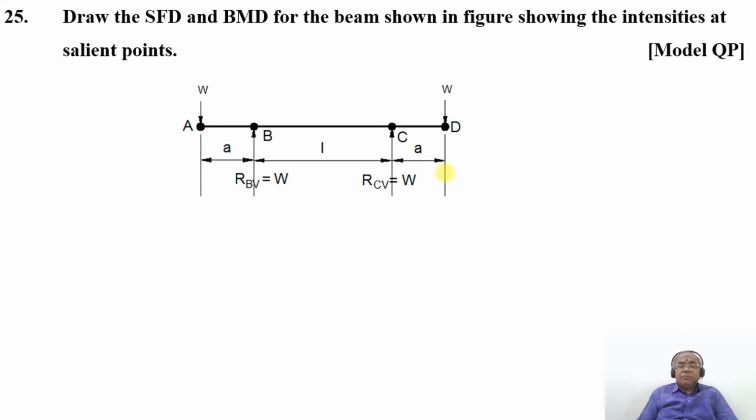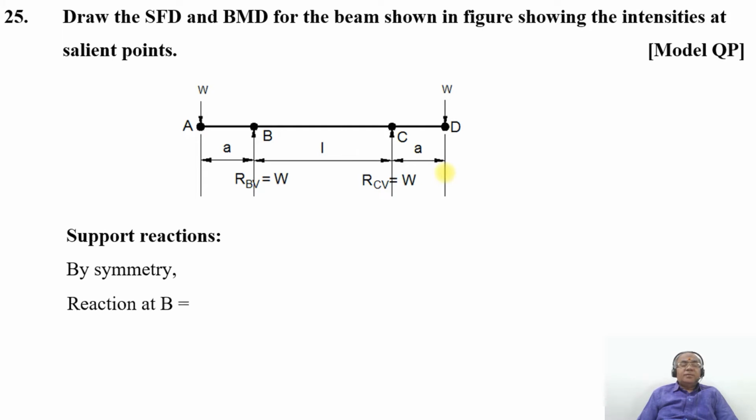Therefore, it is going to have symmetrical distances. So by symmetry, what happens? The reaction at B will be equal to the reaction at the point C. So RBV will be equal to RCV, which is equal to W, because on the left-hand side of RBV you have W acting downwards, and at RCV also we have W acting downwards. Both are at the symmetric distance. Therefore, you are going to get that equal to W.